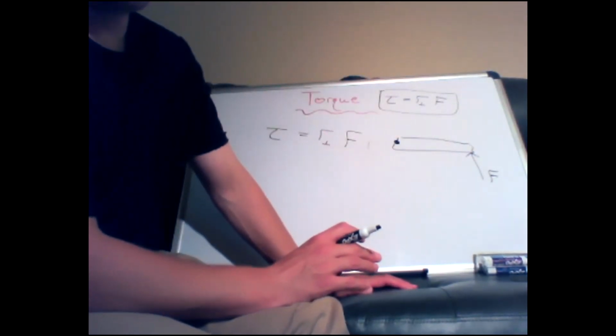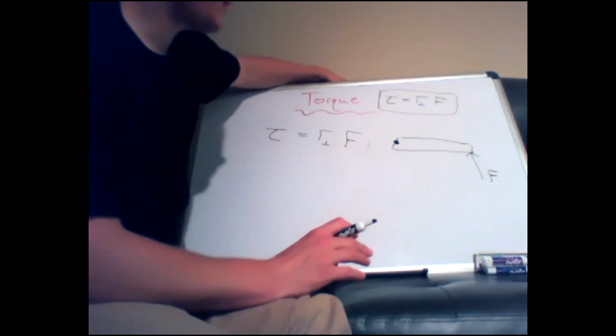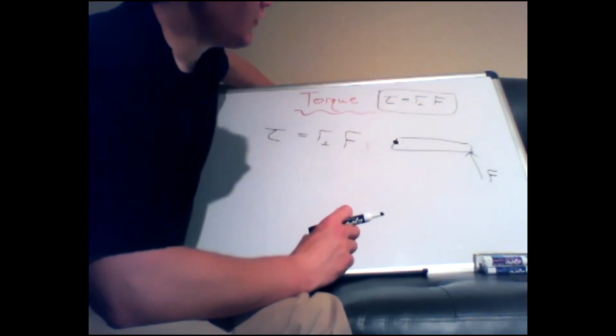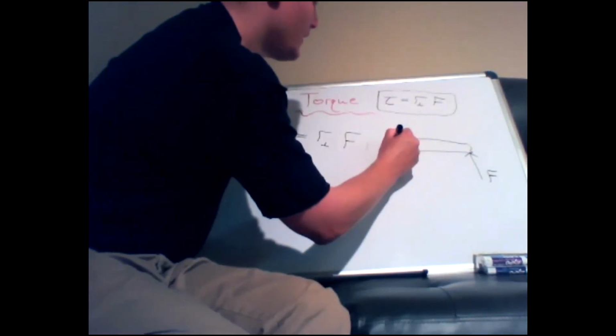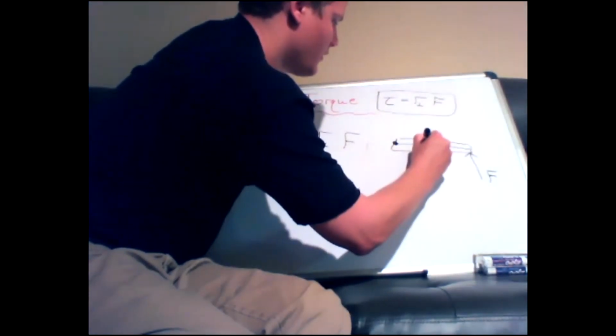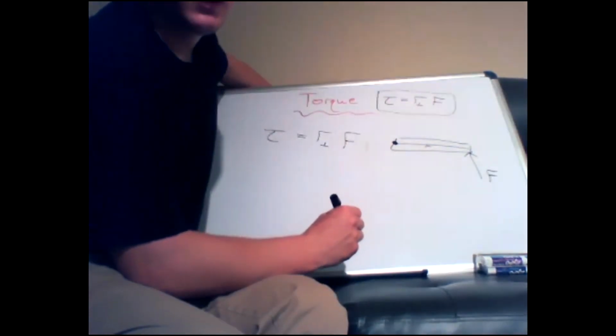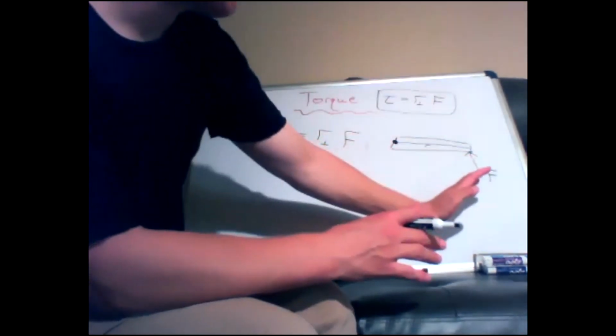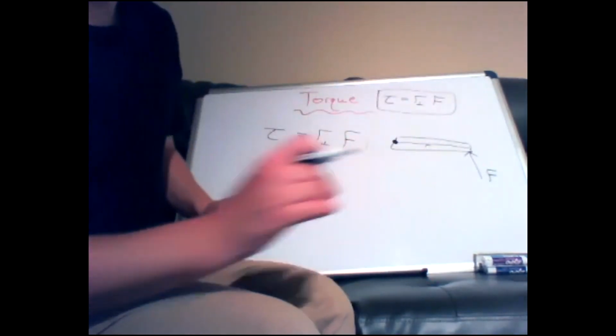So what is the radius then? Well, the radius represents the distance between that pivot point and that force that you apply. In this case, the radius would just be the entire length of the bar. That would be the radius right there. It's a little hard to see, but that's the radius right there. And therefore, this force would cause it to rotate about a point.